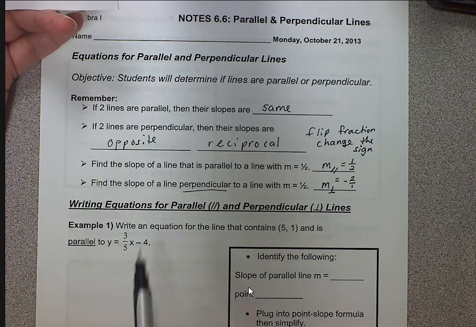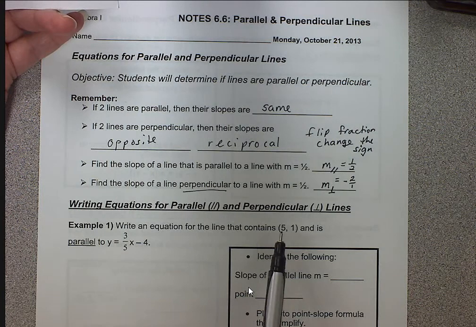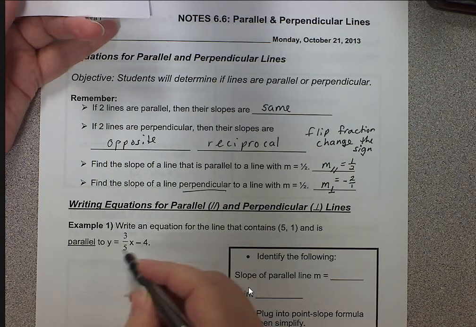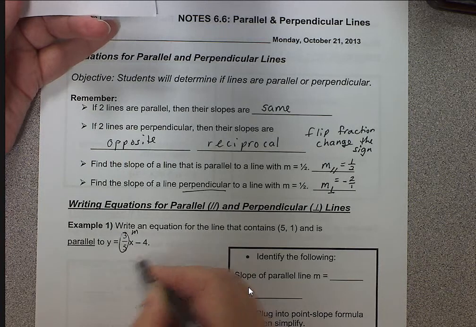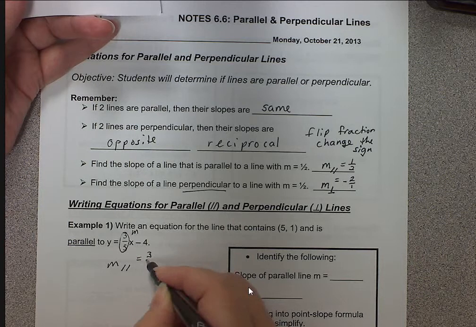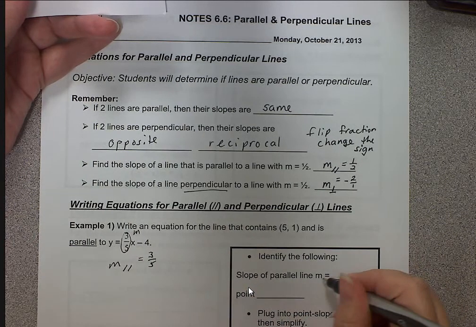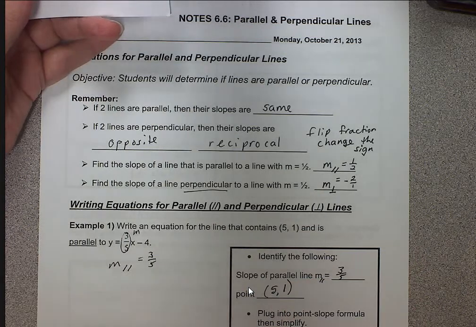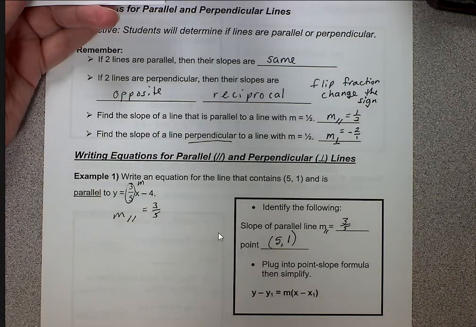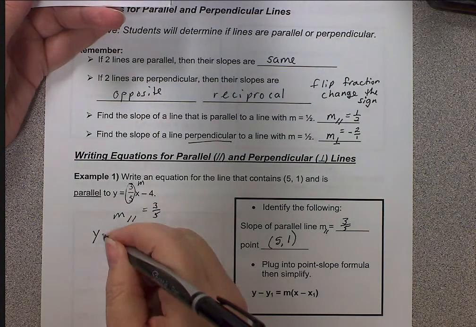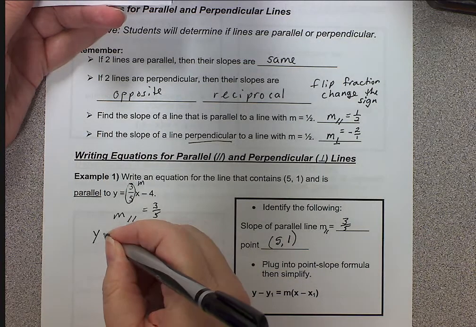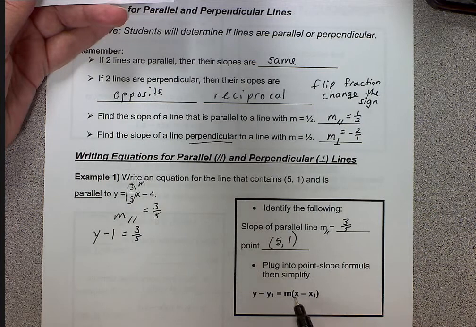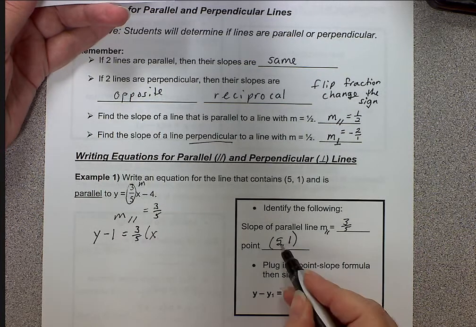Now it says write an equation for a line that contains the point (5,1) and is parallel to y = 3/5 x - 4. So remember, our parallel slope is also 3/5. Our point that we're going through is (5,1). And I want to put it into y - y1 = m(x - x1). So my 1 is my y, I do the opposite, so it's y - 1 equals my slope of 3/5 times parenthesis x, and I look for the x value, which is 5, so it's x - 5.